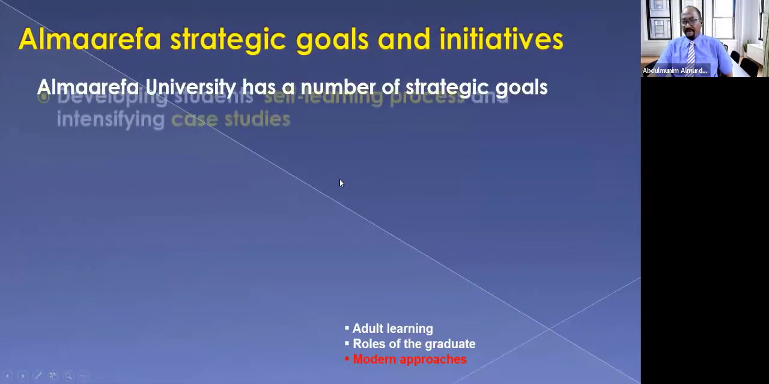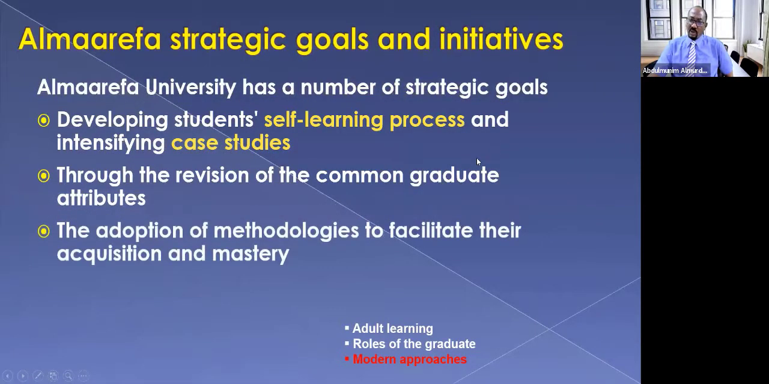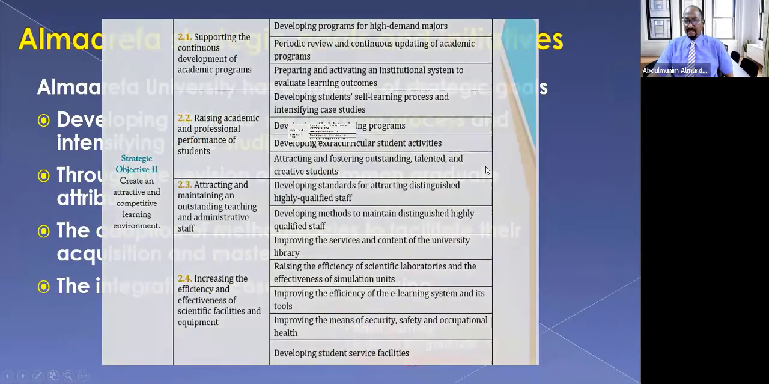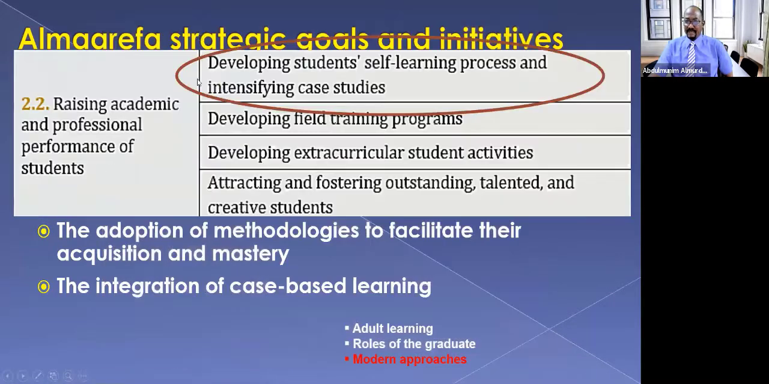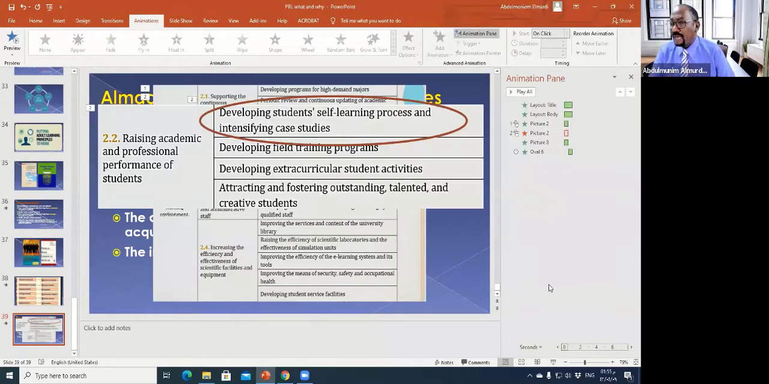Now, about Al-Ma'rifa, this is very important. One of the strategic objectives is a strategic objective, and this is a goal. And there we have this initiative or project, developing student self-learning process and intensifying case studies. This is the rationale or justification of why we need to use problem-based learning. So any questions so far before we move to the process?